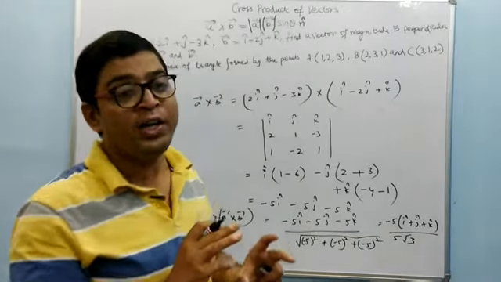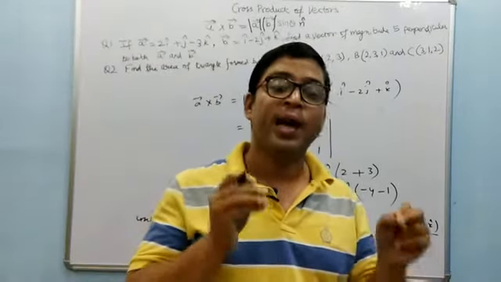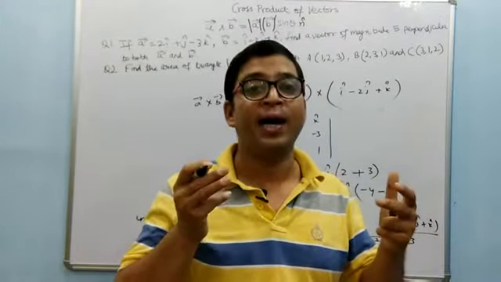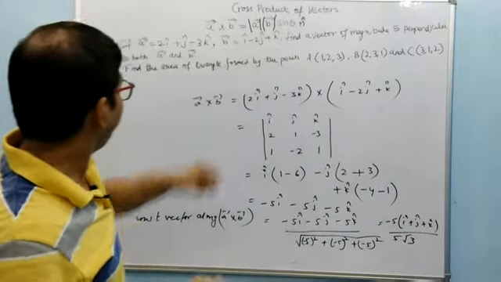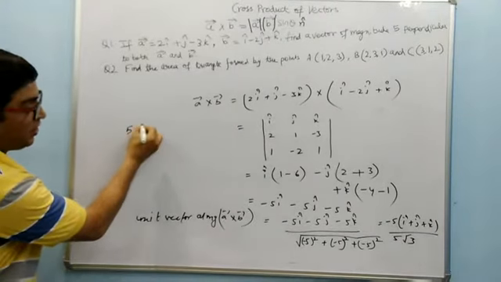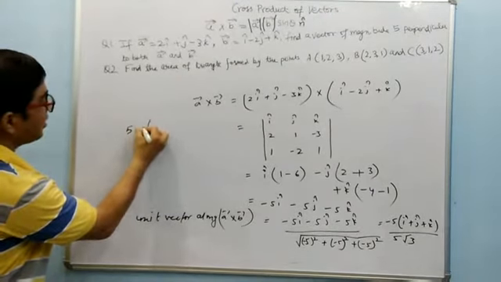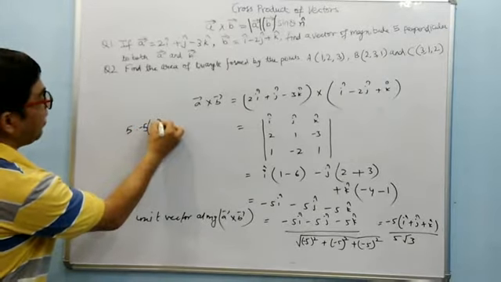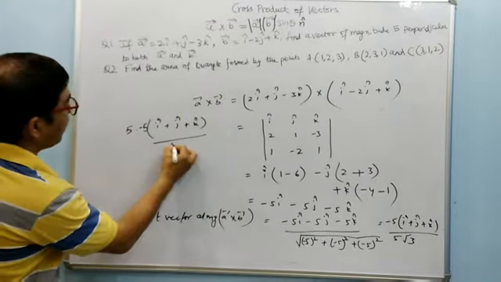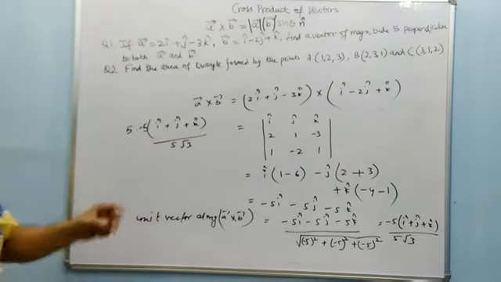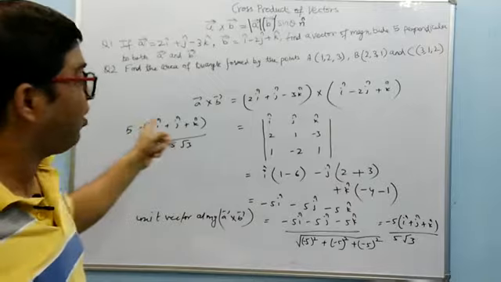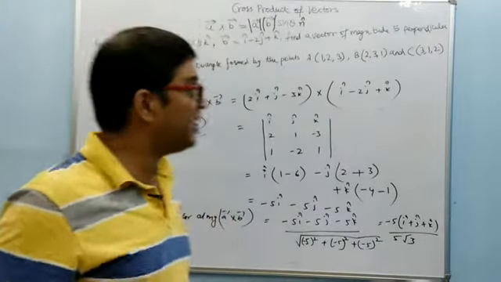As we learnt in the very basic class of vectors, if we need to find any vector, we need its magnitude and direction. Magnitude is given here as 5, so the required vector is 5 and its direction we have found out is minus 5 i cap plus j cap plus k cap divided by 5√3. So this is the required vector which is perpendicular to both vectors and having magnitude 5. So we can easily find this.